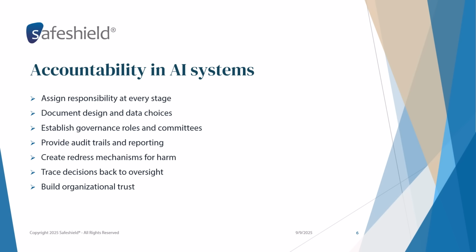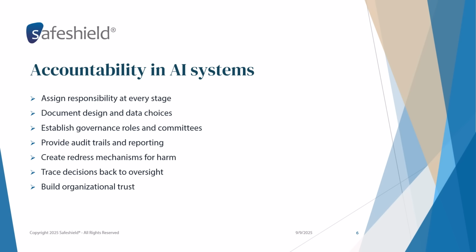Developers must document design choices, test for bias, and maintain audit trails of data and models. As for organizations, they must designate roles such as governance officers, risk committees, or cross-functional committees that oversee compliance. And external stakeholders, such as regulators, customers, and affected individuals, must have channels to raise concerns and seek redress. Accountability is both reactive and proactive.